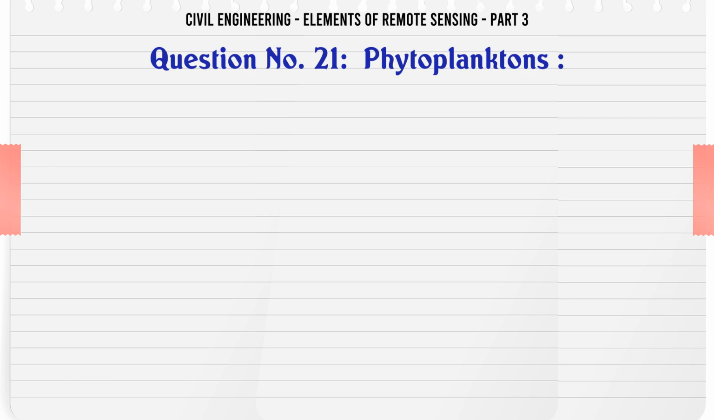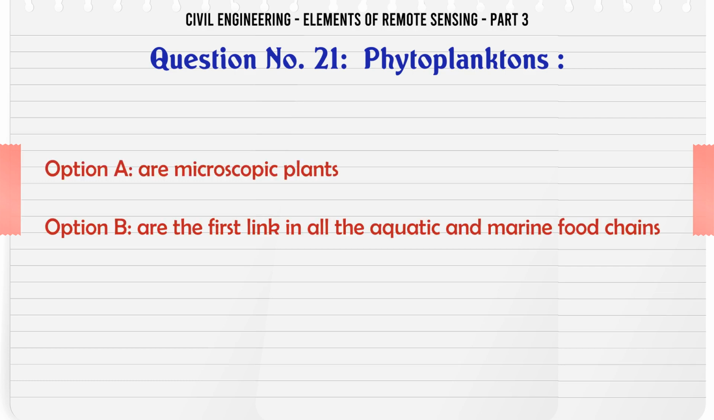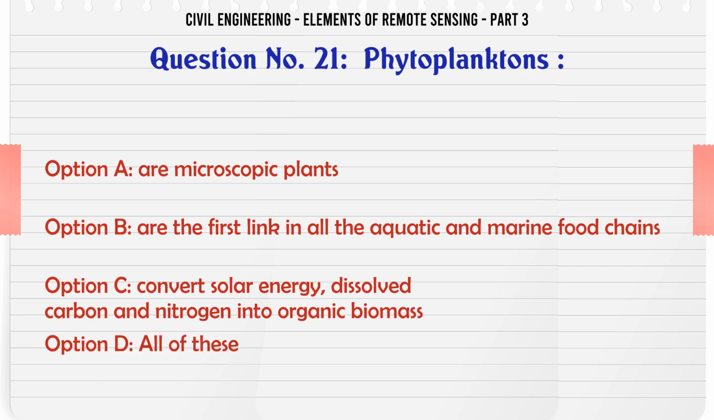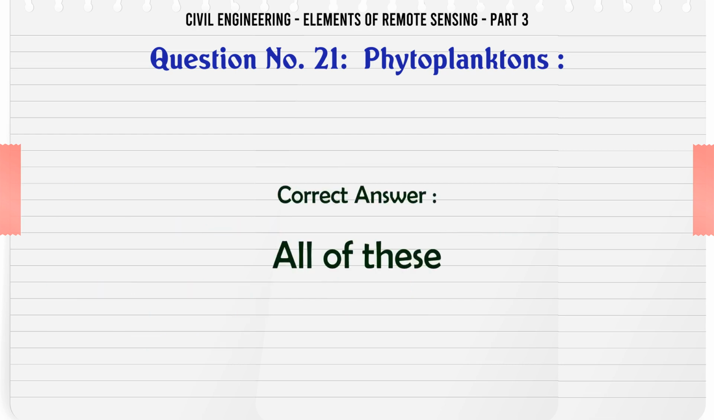Phytoplanktons. A. Are microscopic plants. B. Are the first link in all the aquatic and marine food chains. C. Convert solar energy, dissolved carbon and nitrogen into organic biomass. D. All of these. The correct answer is all of these.